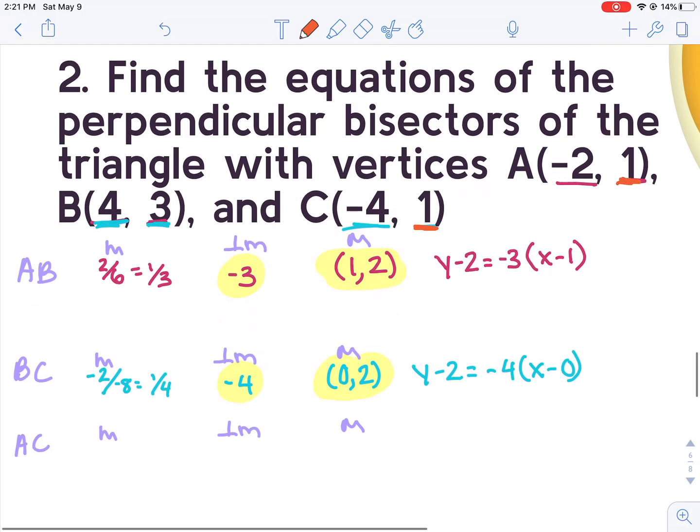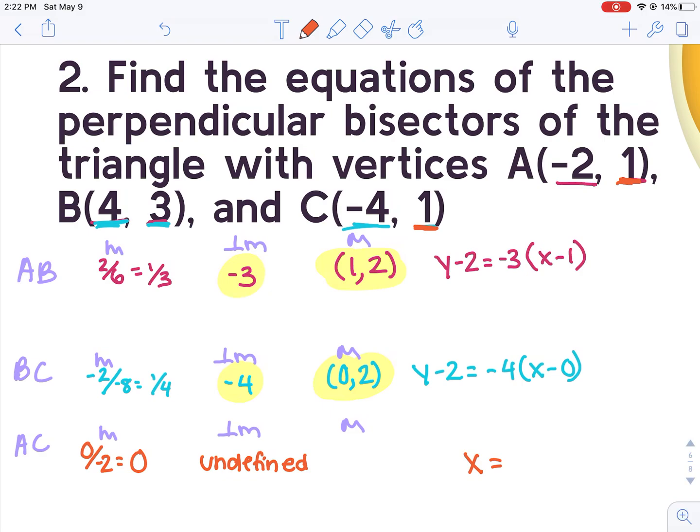This time, my y value is going up 0. My x value is going down 2. So my slope is 0, which means my perpendicular slope is undefined. And remember that anytime I have a line whose slope is undefined, it will start x equals and then a number.